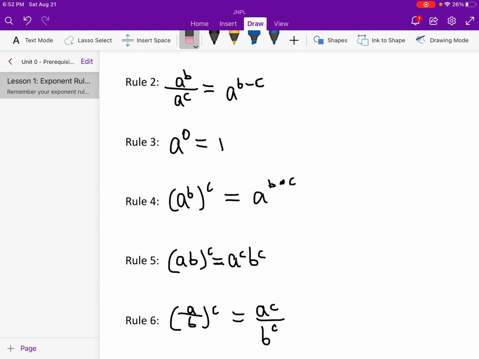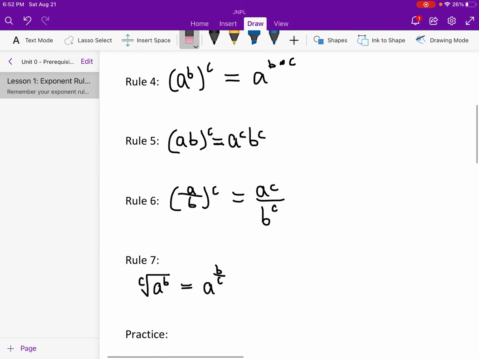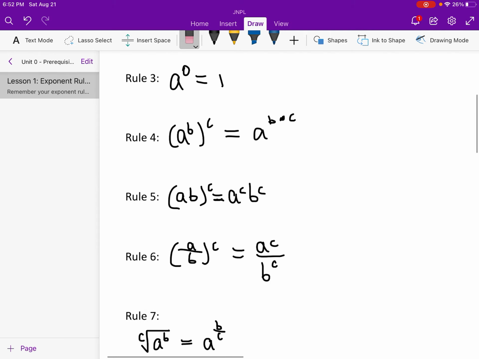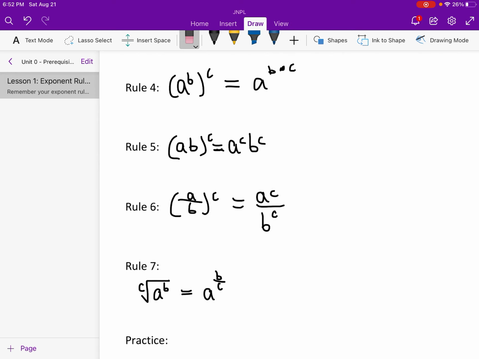A to the b power divided by a to the c power, you subtract the exponents. Remember that? You subtract them. And then a to the 0 power equals 1. So anything that has an exponent of 0 will always be 1. And if it has an exponent of 1, then it will always be what it already was, because if something doesn't have an exponent, it really does, and it's just 1.